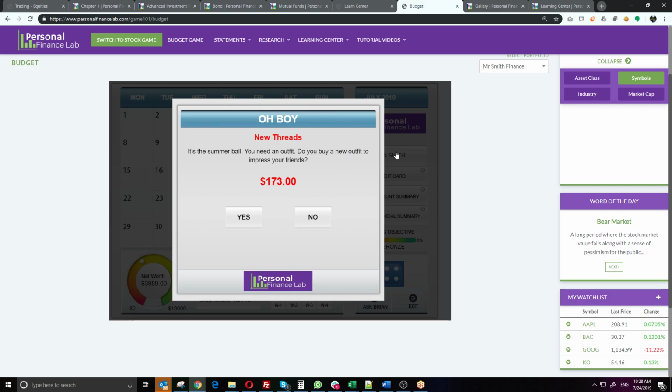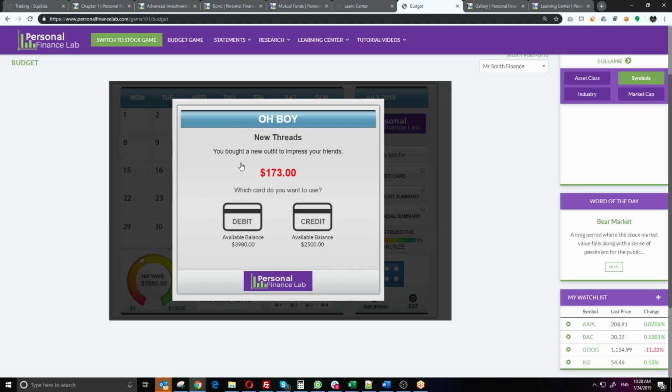And I'm given here a buy or not buy decision. Do I buy a new outfit to impress my friends? If I do spend the money, then I choose whether it comes out of my checking account with a debit card, or I can use my credit card, in which case it gets subtracted from my available credit balance.